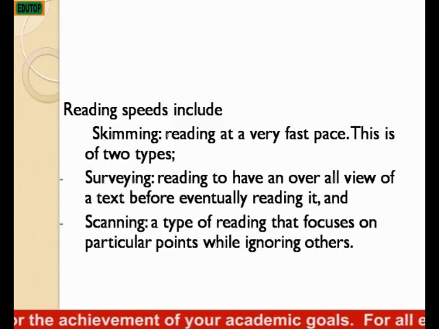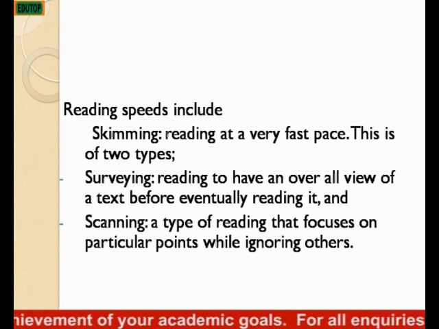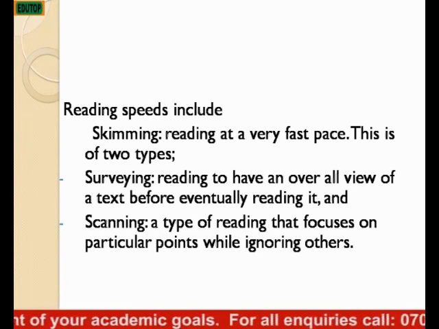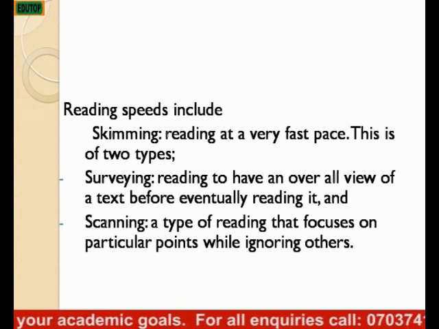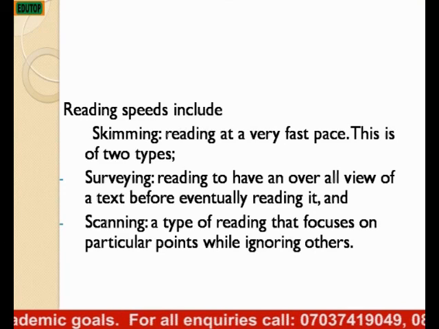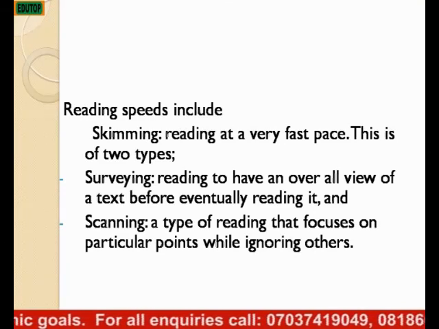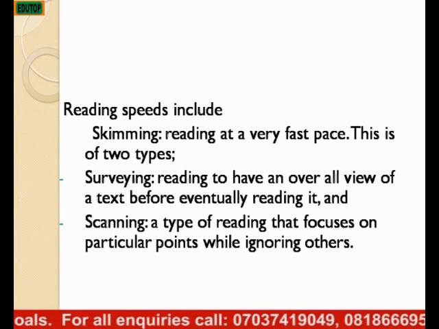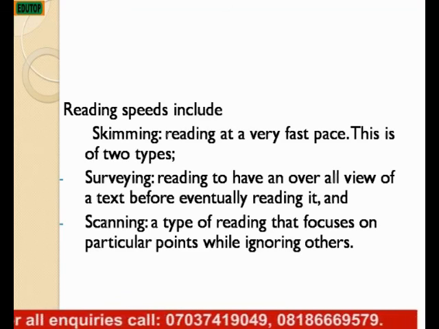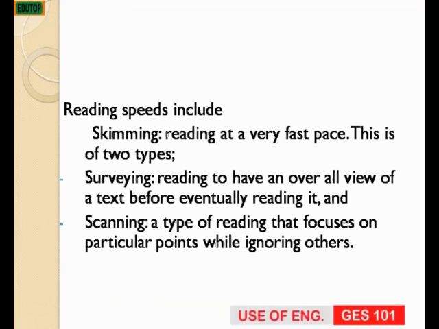Reading speeds include skimming. That is the first one we'll be talking about. Skimming is a very fast reading. I mean, you read at a very fast pace. And there are two types of skimming. The first one is surveying. Surveying has to do with looking at the overall, as you have a kind of overview. You just glance through the work, looking out for topics, headlines, headings, and so on.